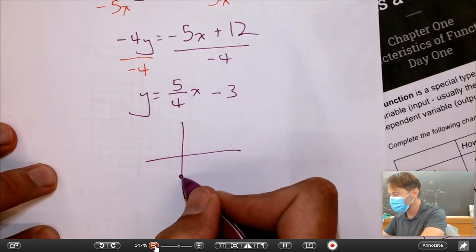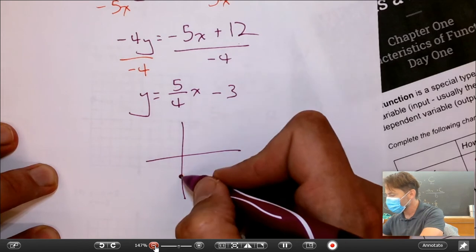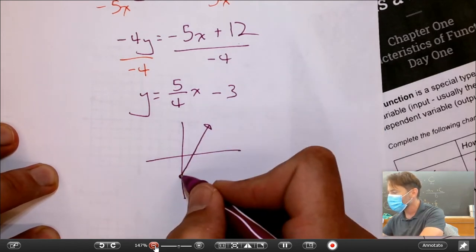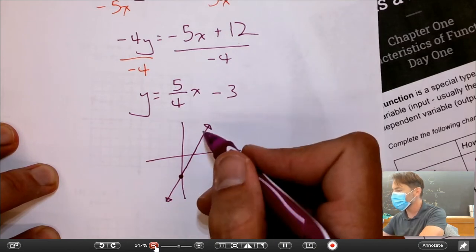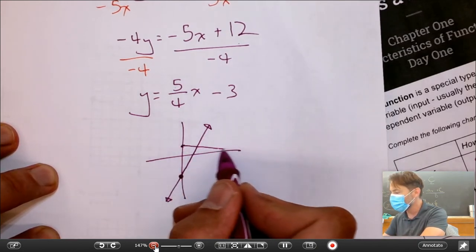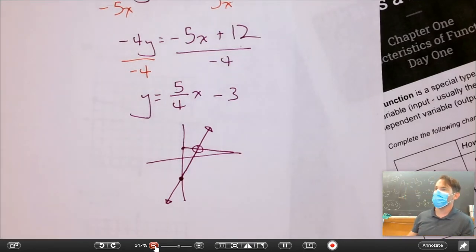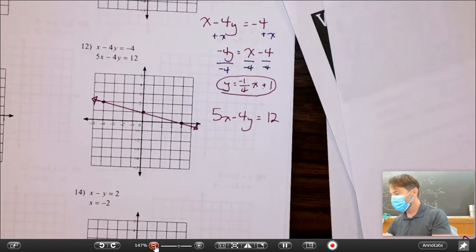First thing is imagine it touching down here at minus 3. Second thing, imagine it being a little bit more slopey than 1. A little bit rising faster. You want to visualize that. If you remember, the other line did this. So I can predict that it's going to touch in the first quadrant. I can just see that in my head when I visualize the two lines.